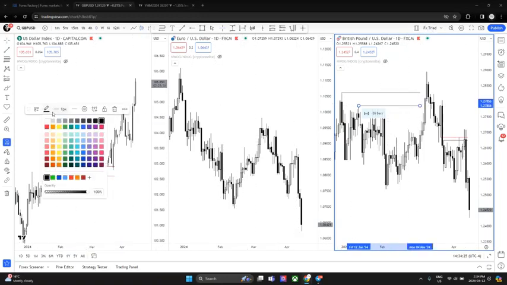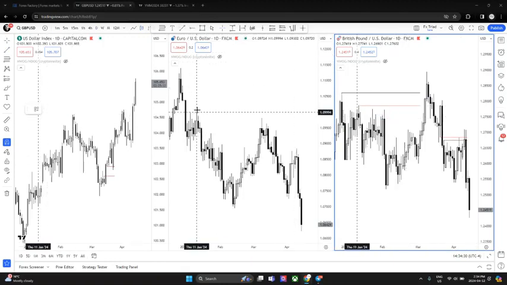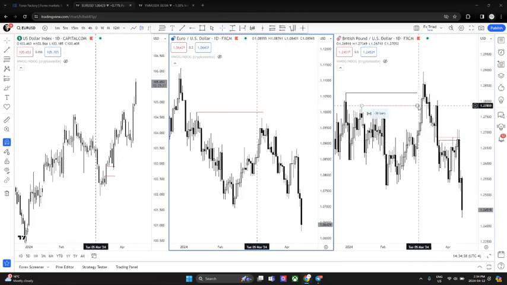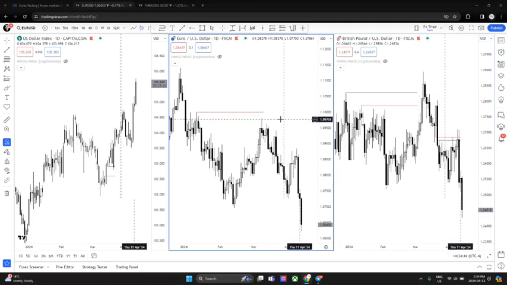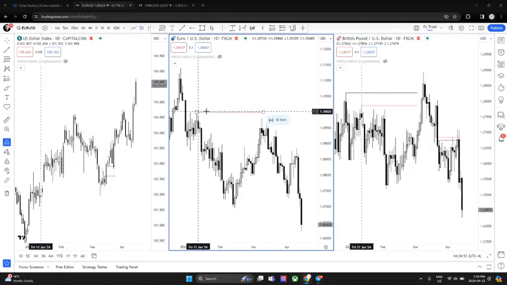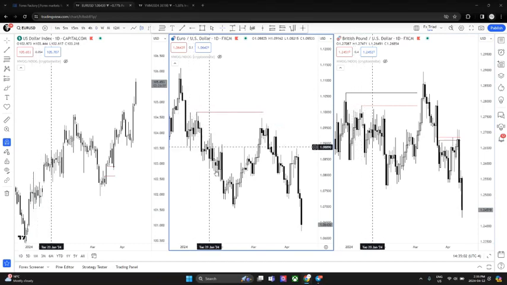I'll change the color to red. So this high right here, and I'll do it for the dollar as well. We had around about this high, but here we didn't even do that, right? And this is important. Why is this important? This is due to the fact that these highs were not symmetrical, meaning that this was actually SMT, which caused price to fall.